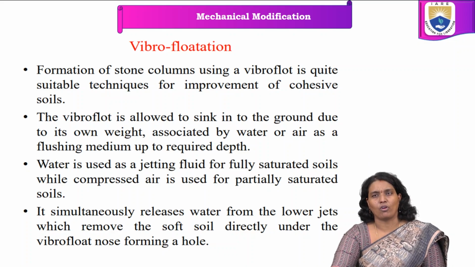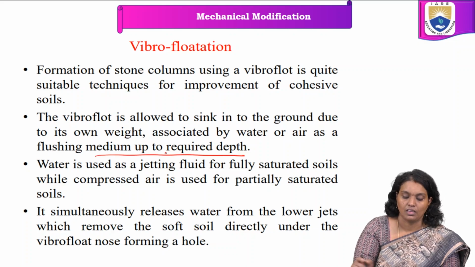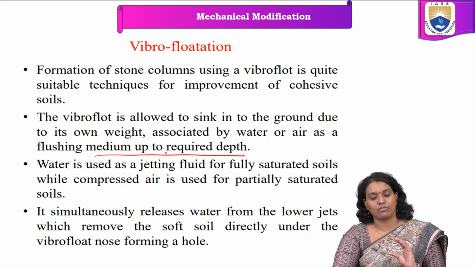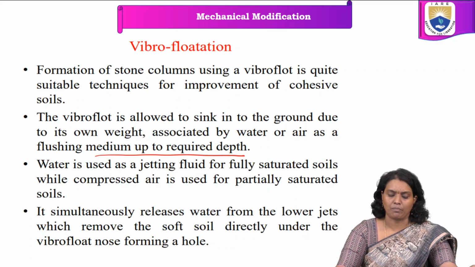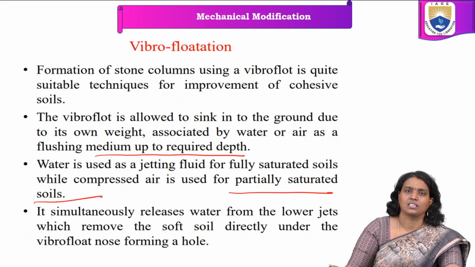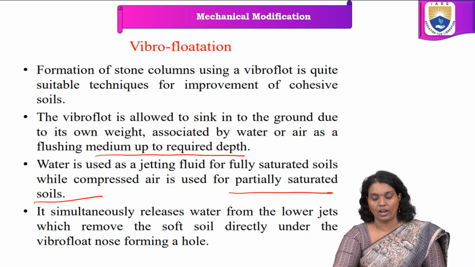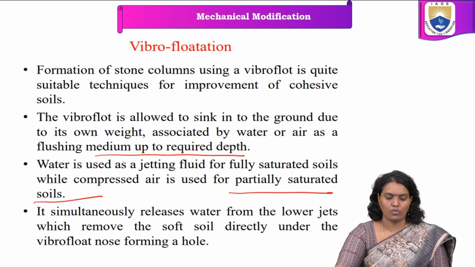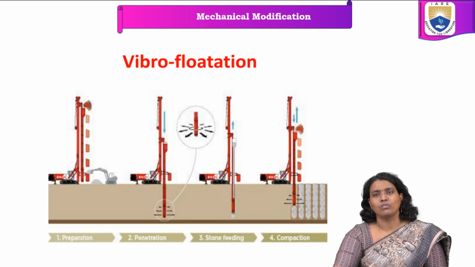It is assisted by water or air as a flushing medium up to the required depth. In this, water is used as a jetting fluid for fully saturated soils, while compressed air is used for partially saturated soils. It simultaneously releases water from the lower jets, which remove the soft soil directly under the vibro float nose from a hole. And this is the vibro flotation.